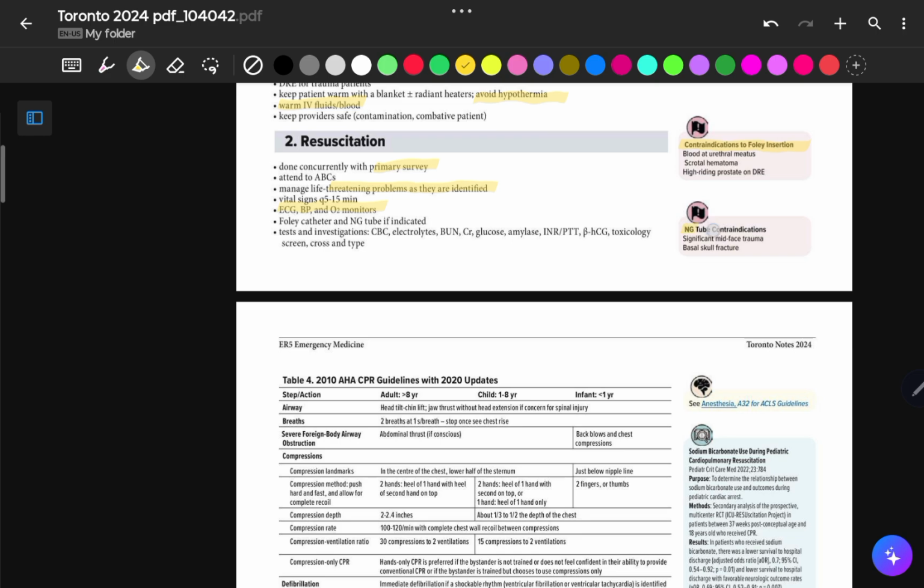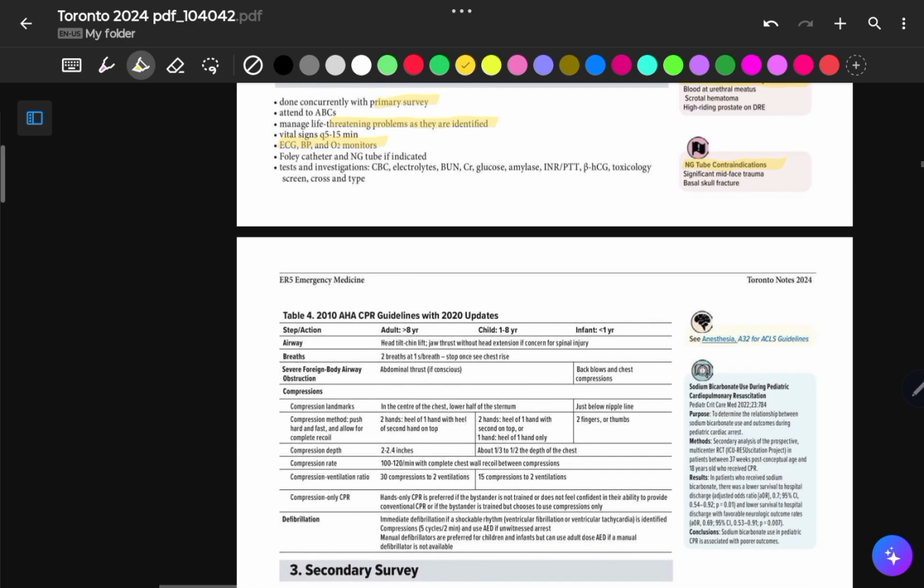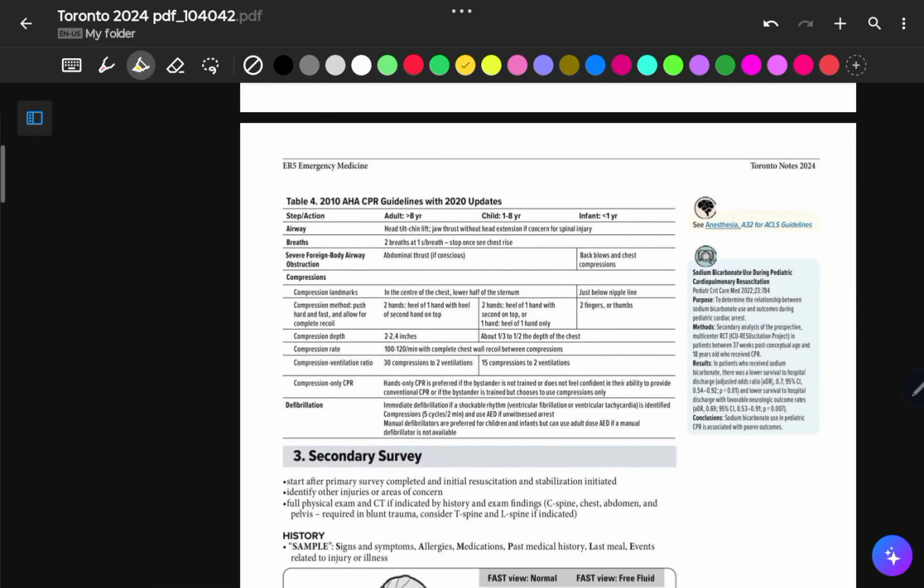Next, what are the contraindications to an NG tube, for you to put a nasogastric tube in? If a patient has significant mid-face trauma or they have a basal skull fracture, you do not want to insert an NG tube. So make sure you rule that out first before you decide to insert an NG tube.